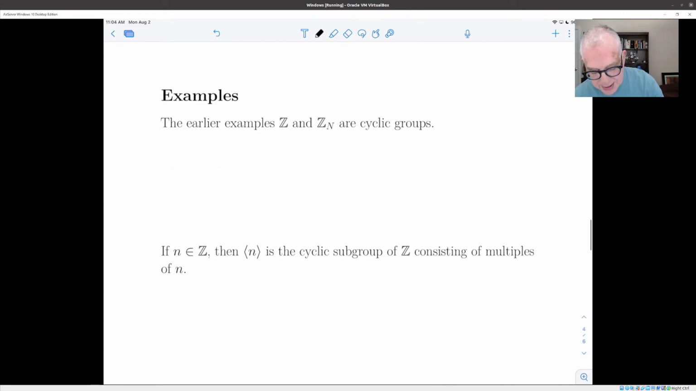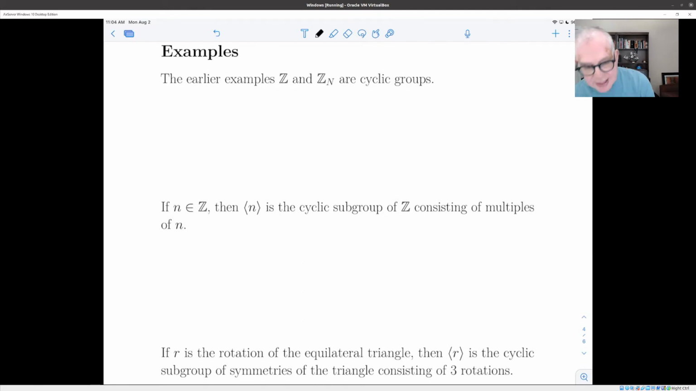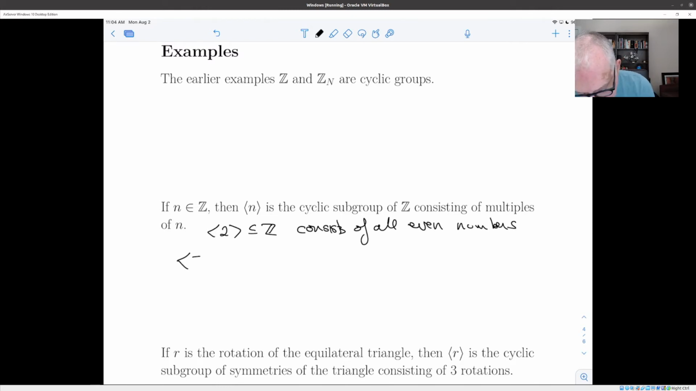So let's look at a few more examples. I've already talked about Z and Zn. And I mentioned that the subset generated by 2 in Z consists of the even numbers. But you could choose any n. For example, you could take 5. This is the multiples of 5. So it's 5, 10, 15, but also minus 5, minus 10, minus 15, and also 0.